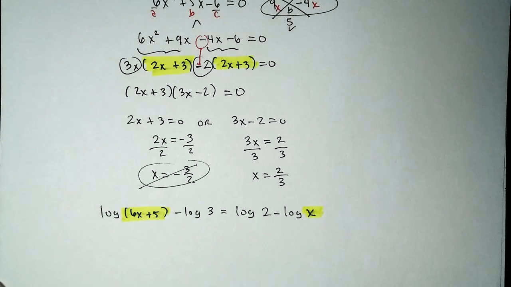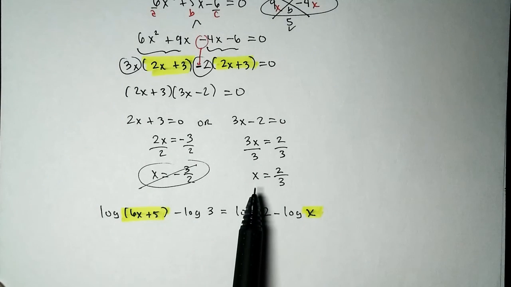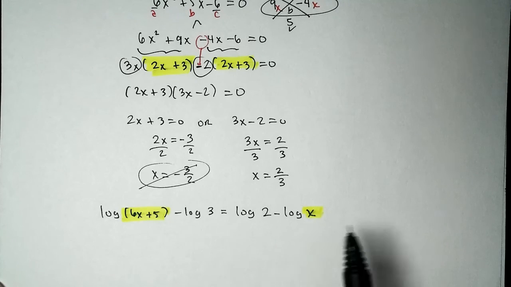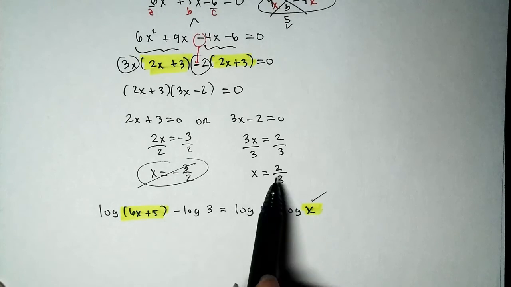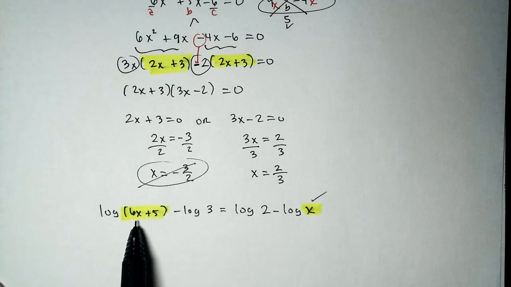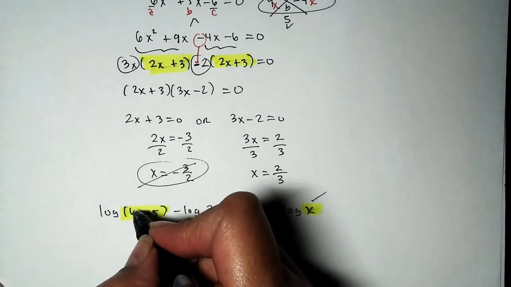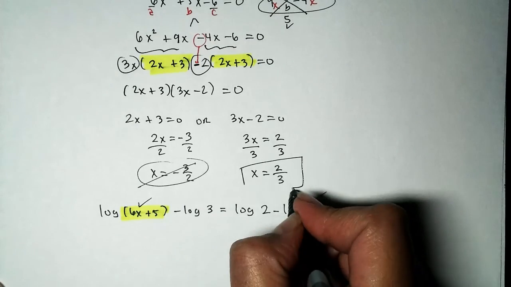Alright, now let's check 2/3. Let's see if it passes the argument check. If x is 2/3, 2/3 is positive, so we're good. If x equals 2/3, 6 times 2/3 is some positive number. You add 5, we're still positive. So 2/3 passes the argument check with flying colors.